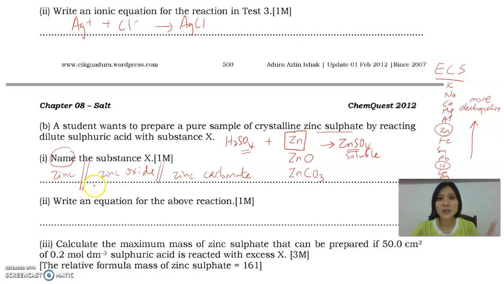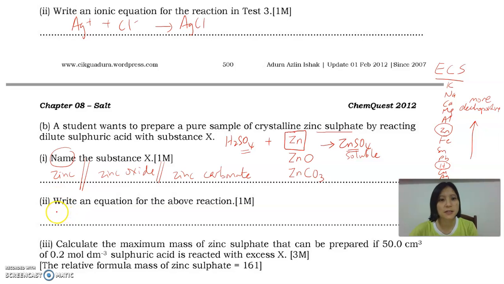Okay, but in other questions, if they ask you to prepare copper 2 sulfate, let's say, then you cannot use copper because copper is below H. So copper cannot displace the H. Copper is less electropositive than H. Okay, that would be another question if they ask you to prepare copper 2 sulfate. Anyway, it is zinc, so write the equation.